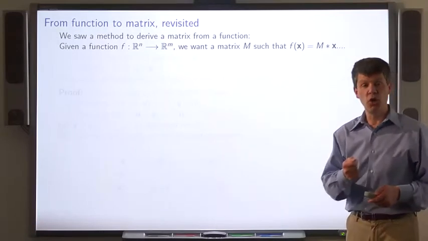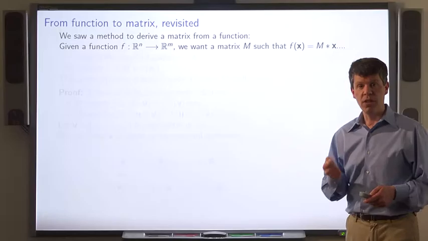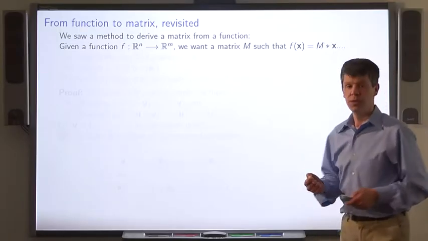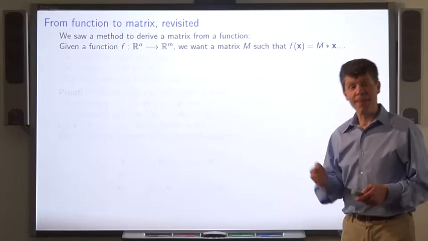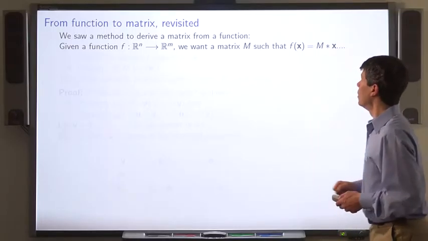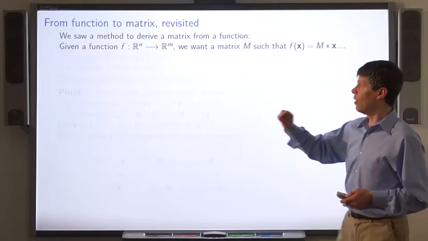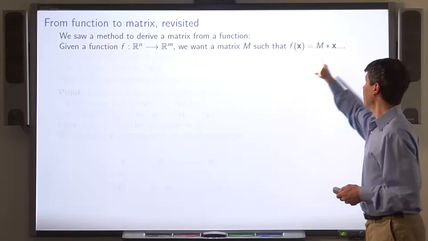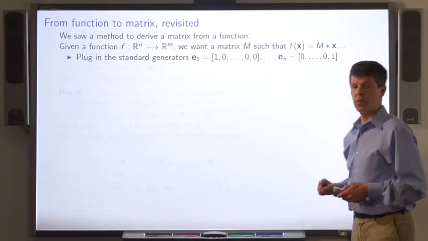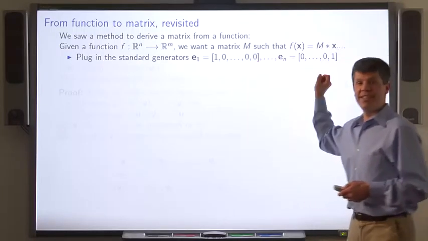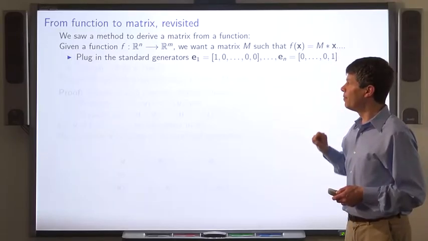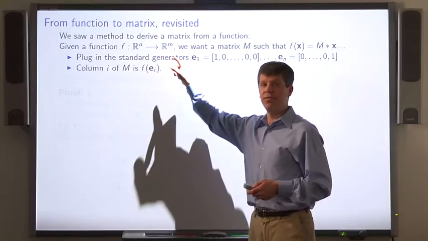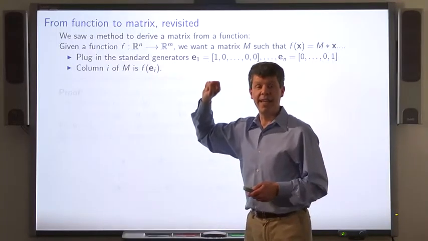In the examples, we showed how to derive a matrix from a function, assuming that the function could be defined by matrix vector multiplication. Now I'm going to show that that method is justified. So given a function from, say, R^n to R^m, we want a matrix M such that f of x equals M times x. The method involved plugging in the standard generators, e1 through en, and then defining the ith column of M to be f applied to the ith standard generator.